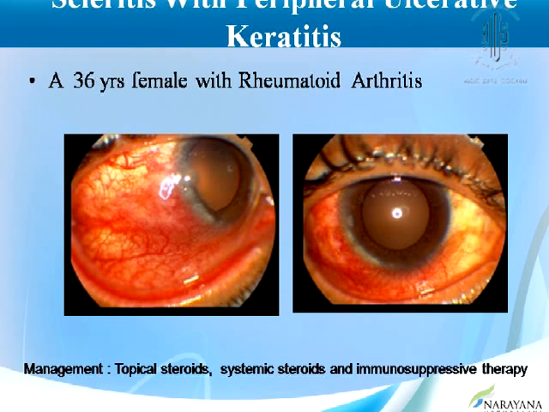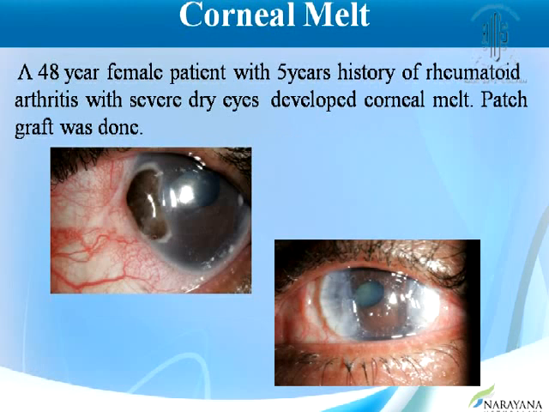So rheumatoid arthritis, who had peripheral ulcerative keratitis with scleritis, responded well to systemic steroids and systemic immunosuppressive therapy. A 48-year-old female patient presented with a 5-year history of rheumatoid arthritis with severe dry eye, not on any treatment. She developed a corneal melt under cover of systemic steroids and immunosuppression, and underwent a corneal patch graft.